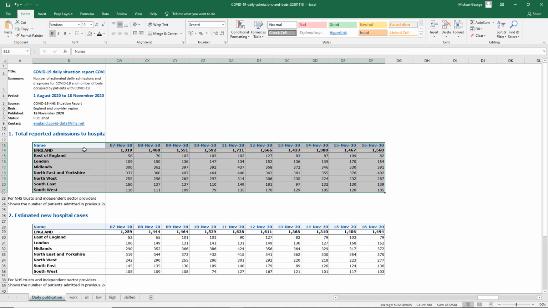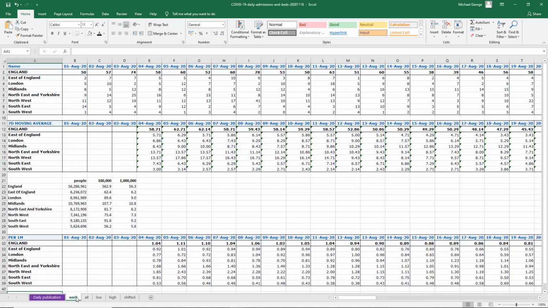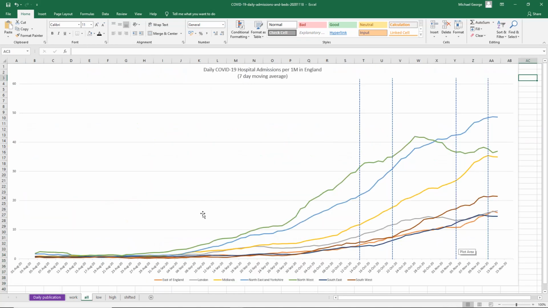So the spreadsheet from the NHS contains all of the regions in England, which is 7 different regions, and it goes from August through to the current date. So what I've done, I've taken a copy of that data, I've calculated a 7-day moving average over the top, taken the population sizes, those are from the ONS website, and then I've converted the number of daily hospital admissions to the daily number of admissions per 1 million people. So when you put that all together on one graph, you can basically compare all of the regions fairly.